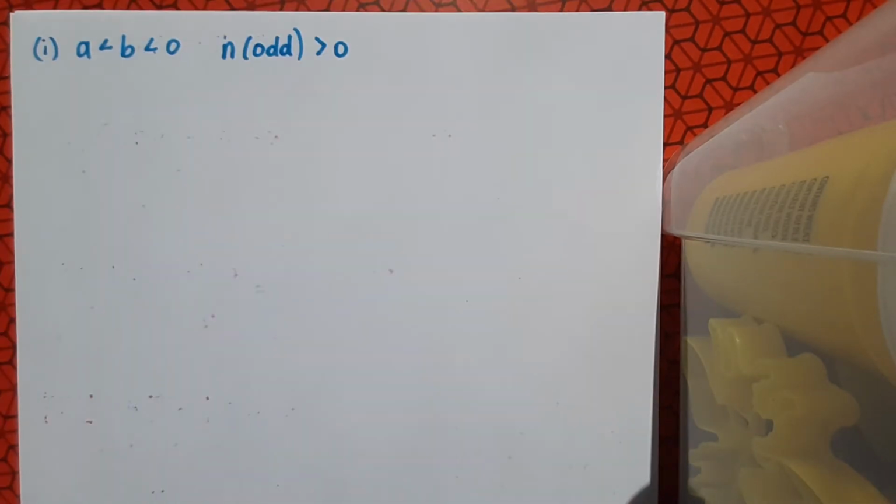So in part 1 of the question now, they want us to take the situation where a is less than b is less than 0, and n is a positive number, but it's odd. And I want to see then, can I make a statement about a to the n and b to the n? Will a to the n be bigger, or will it be less than b to the n? Again, it's a good plan to take values for your a and your b and your n to see what happens. So I'm going to choose a is minus 3, b is minus 2, and n equals 3.